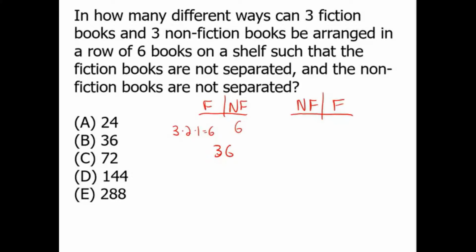Well, everything is symmetrical, so again, in non-fiction, there'll be 6 of each of these, there'll be 36, so there'll be 36 here as well. And so 36 here, together, 36 plus 36 is 72. There are 72 arrangements. Answer choice C.